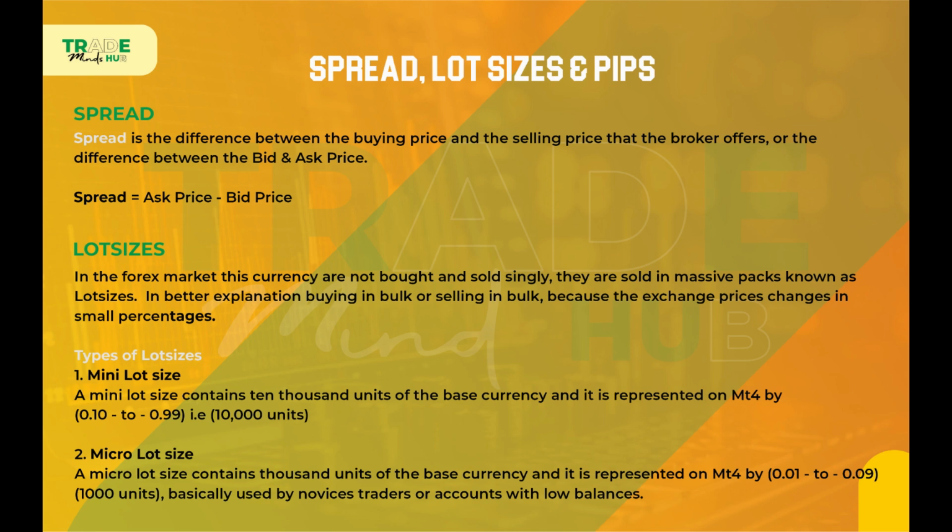Now, the mini lot size varies from 0.10 to 0.99, and 0.10 is represented as 10,000 units. So the startup lot sizing in our MT4 or MT5 is 0.10. So the mini lot size, the group of lot sizing, is from 0.10 to 0.99. So let me go into explaining in depth here, having to write a note.